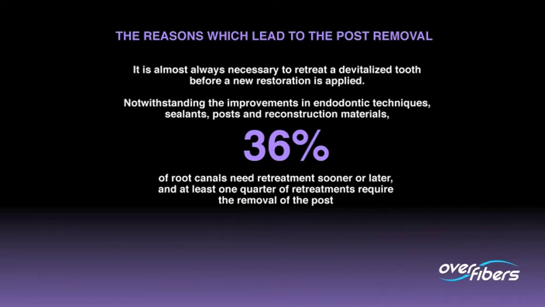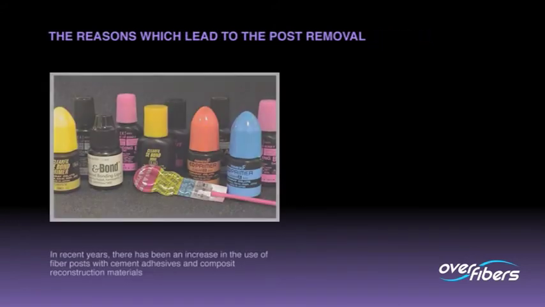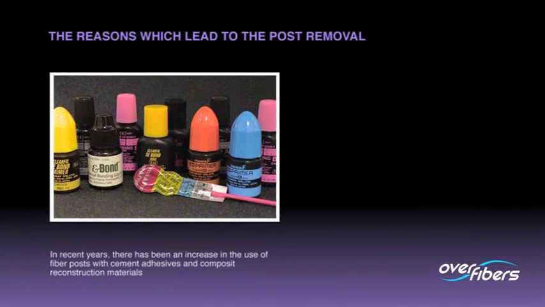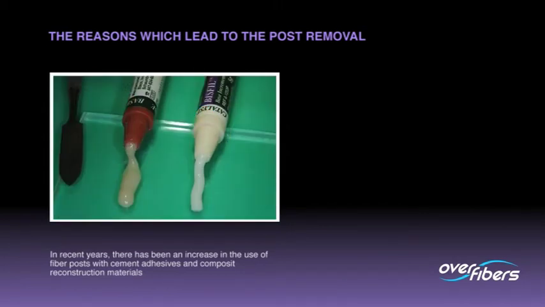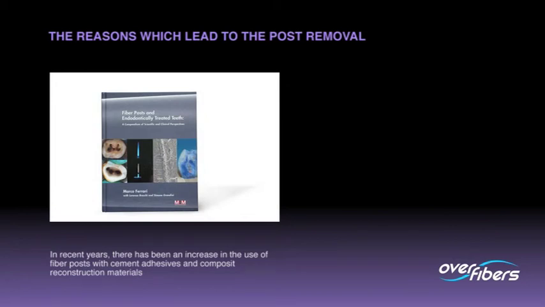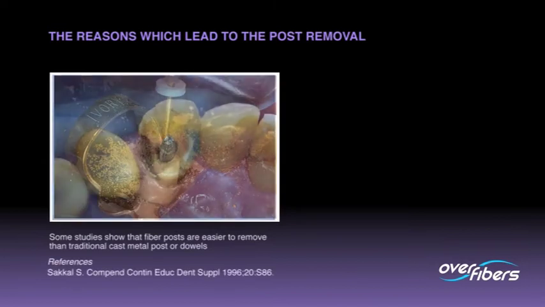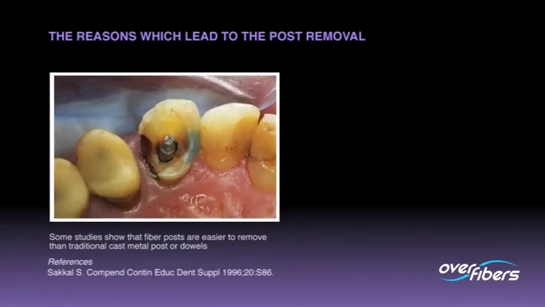Notwithstanding the improvements in endodontic techniques, sealants, posts and reconstruction materials, 36% of root canals need retreatment sooner or later, and at least 1/4 of retreatments require the removal of the post. In recent years, there's been an increase in the use of fibre posts with cement adhesives and composite reconstruction materials. Some studies show that fibre posts are easier to remove than traditional cast metal posts or dowels.